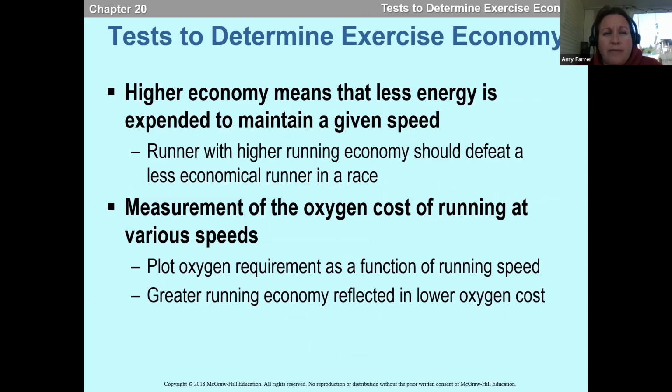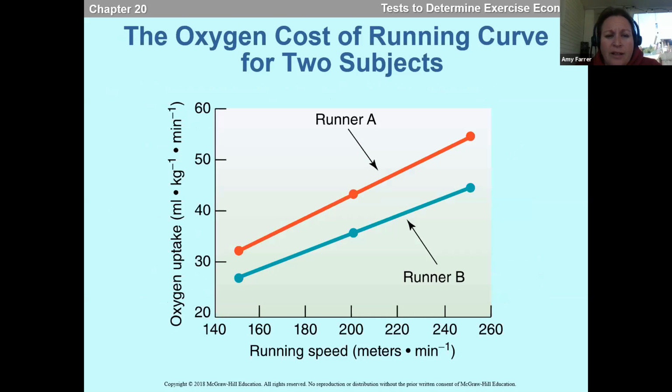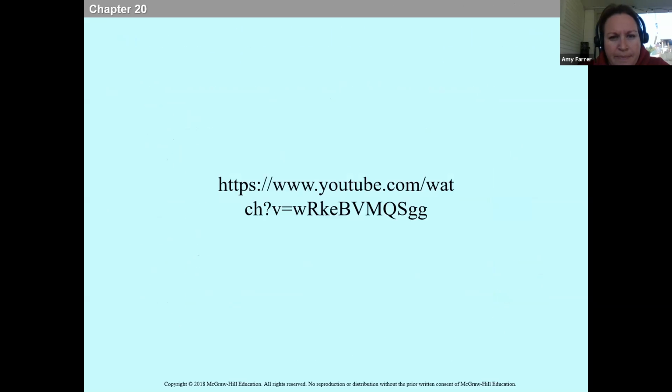There are different measurements of oxygen cost at running at various speeds. We will see that those with greater economy have a lower oxygen cost. So looking at this graph, do you want to be runner A or runner B? Oxygen uptake on A is higher at those speeds. But who should last longer? Who do you want to be? Runner A or runner B? Runner B, right? So this YouTube video is one of the links.